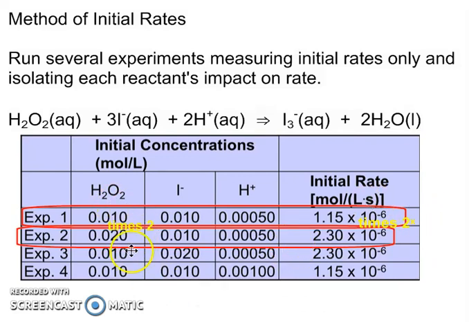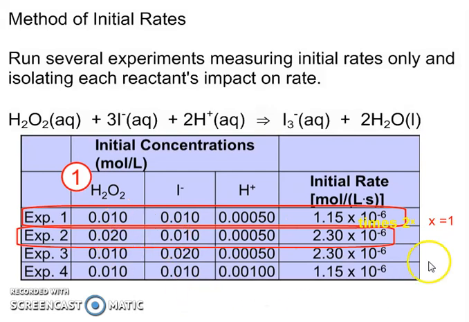So if I multiplied my reactants times 2, and it looks like I've multiplied my reaction rate times 2, that means the x value is 1. And that means that this is first order with respect to hydrogen peroxide, because the initial rate was proportional to the change in concentration for that set of experiments.